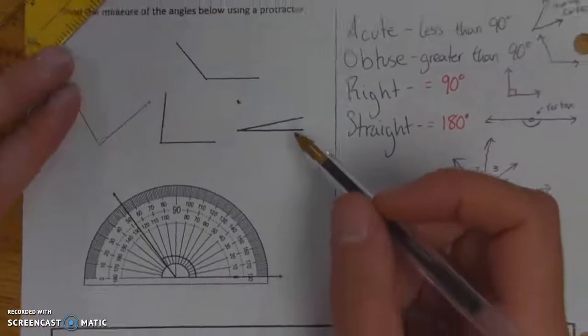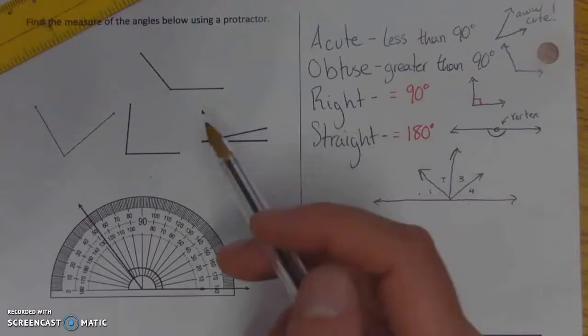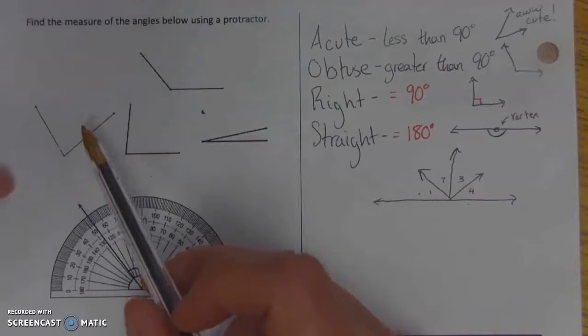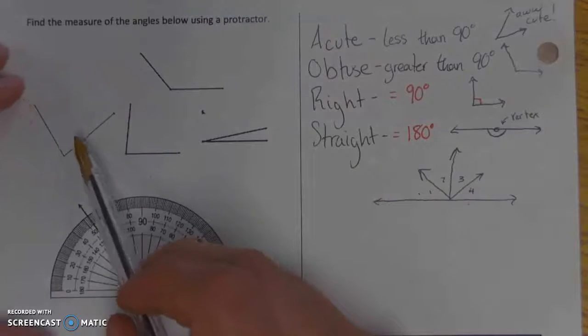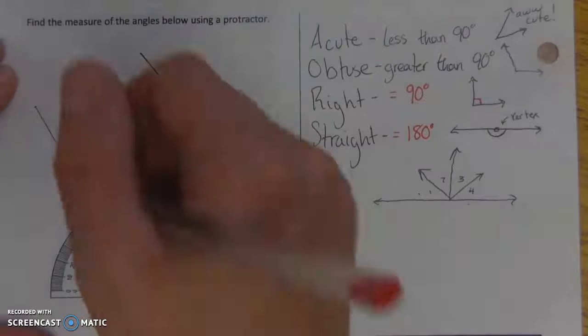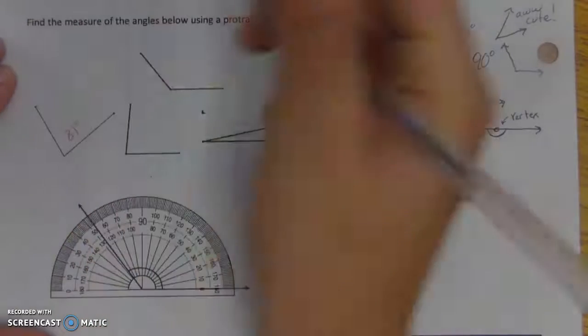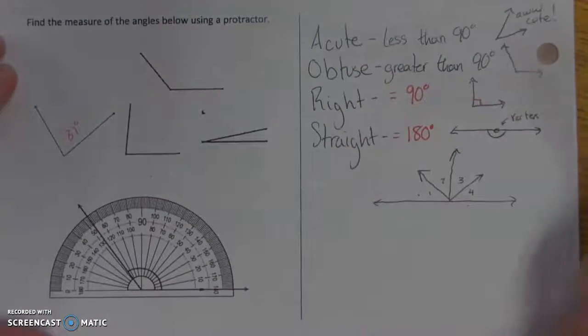If you have to decide between those two, remember that this angle, if it's acute, should be the smaller number. If the angle is large, it should be a larger number. So since this is less than 90, acute, that means that this would be an 81 degree angle, the smaller of the two numbers that I saw.